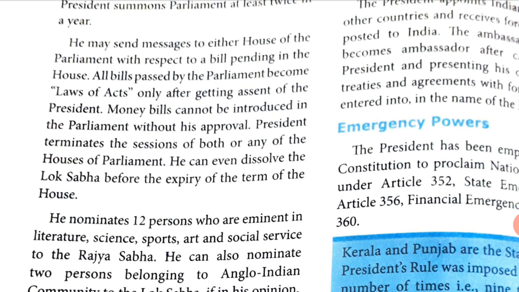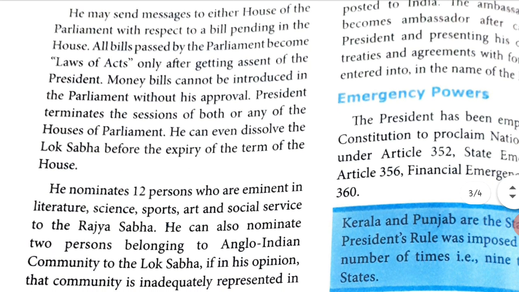The president terminates, means he can cut off the sessions of both or any of the houses of parliament. He can stop both the houses of parliament from functioning or either one of the houses. He can even dissolve the Lok Sabha. That means members are being elected, and now he can say, okay, this is being dissolved. No more Lok Sabha members. So he can dissolve the Lok Sabha before the expiry of the term of the house. So the Lok Sabha will be functioning for a particular period of time, and if he wants to dissolve it, he can do it.